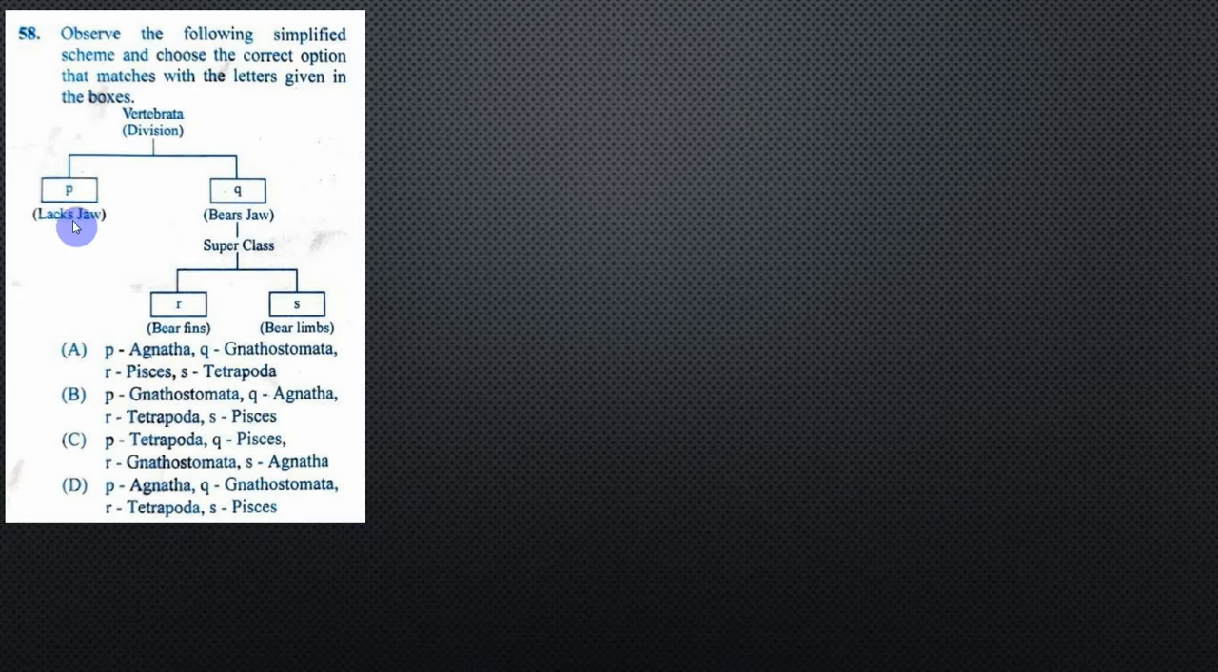So you can see that lacking jaw means it is Agnatha or Agnathostomata. Having the jaw means it is Gnathostomata or gnathostomes. And having fins means they are basically Pisces or fishes, and bearing limbs means Tetrapoda. So you can see the first option itself matches that particular description and also the respective alphabets. So A is the right answer for this particular question, right? I don't have to read the other options also.